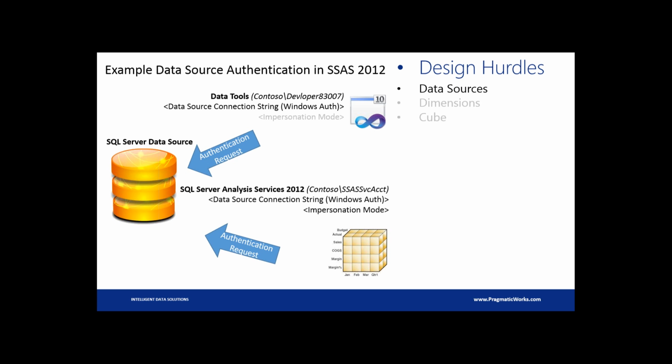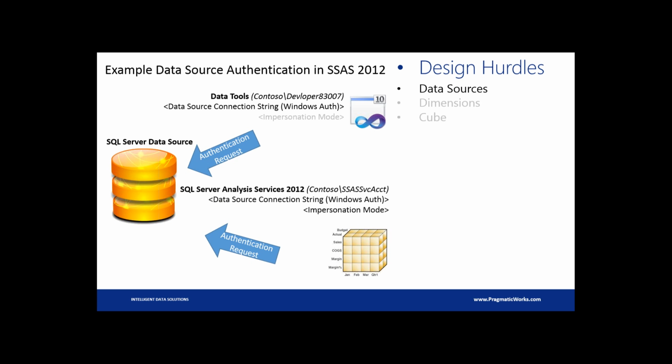So in this particular example, I have Contoso developer 83007, on the Contoso domain, and he has a connection string set up with Windows authentication to this SQL Server data source. He does not have a specific user defined in his connection string. It's just Windows authentication. So anytime the user hits the test connection button or just explores his data within Data Tools, it's going to use his Contoso developer 83007 Windows identity to connect to that data source. Generally that's already been set up for him. He has Management Studio access to it. He can browse the data, and everything's fine and dandy.